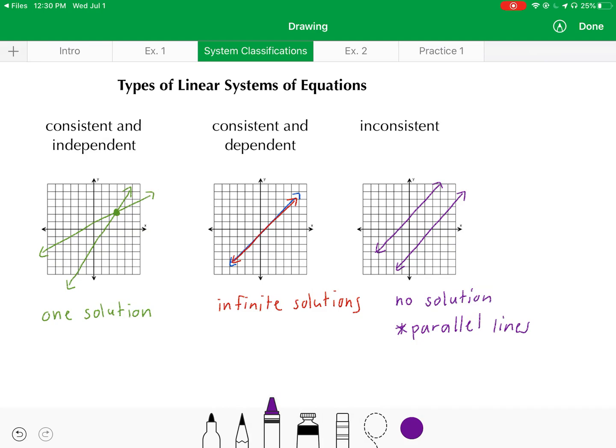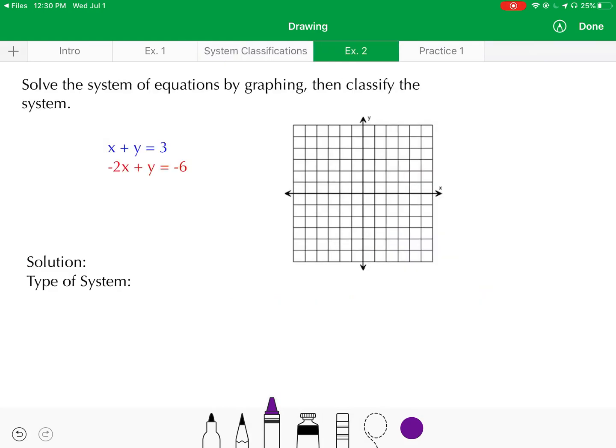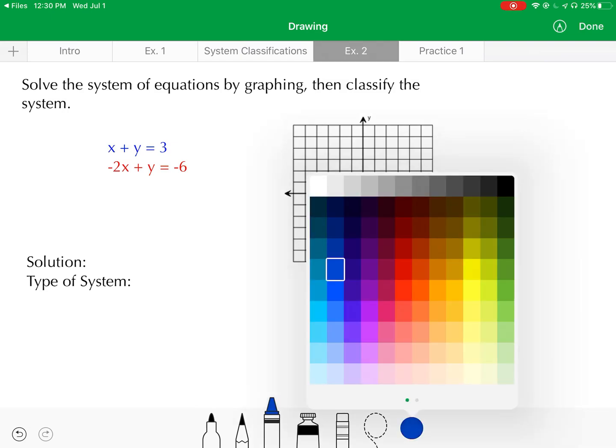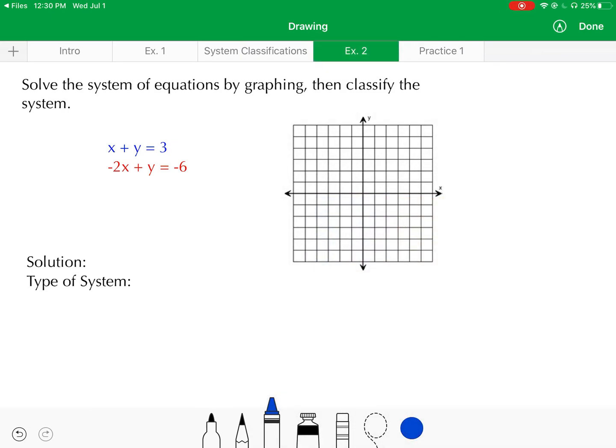All right, so let's move forward here. Example 2: let's solve the system of equations by graphing and then classify the system as either consistent and independent, consistent and dependent, or inconsistent. You can see both of the equations of the system are linear and they're both in standard form. So I'm going to find the x and the y intercepts for each of these.